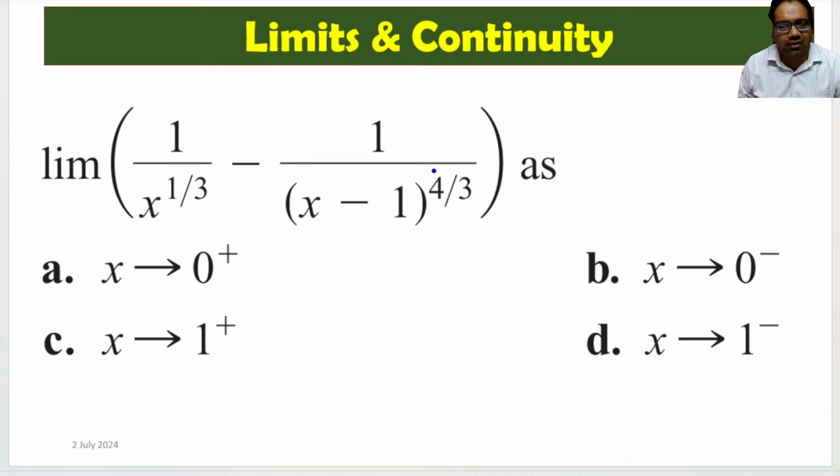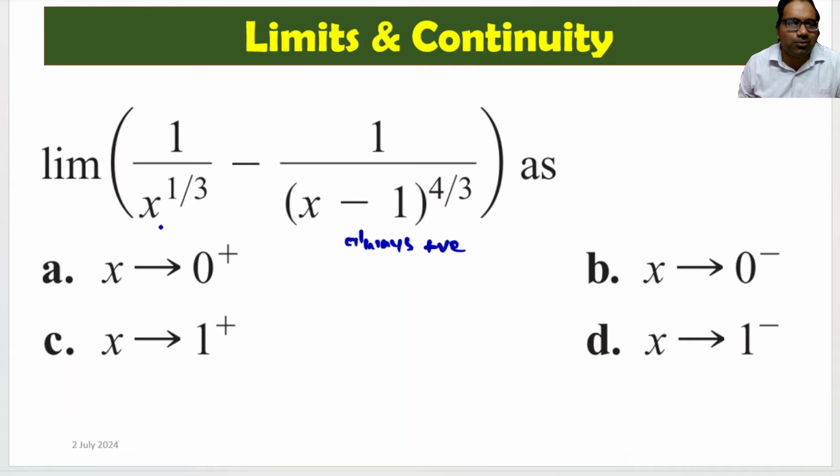4 is even. Right? So what does that mean? When x is around 1, this is always positive, because whether x minus 1 is positive or negative, it is raised to an even power, so it is always positive. So when x is greater than 1, less than 1, greater than 0, less than 0, it is always positive.